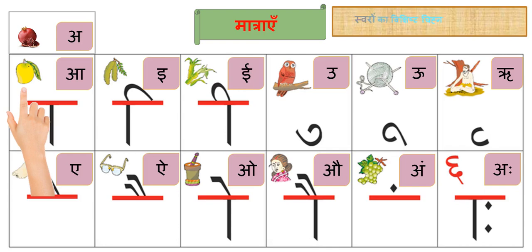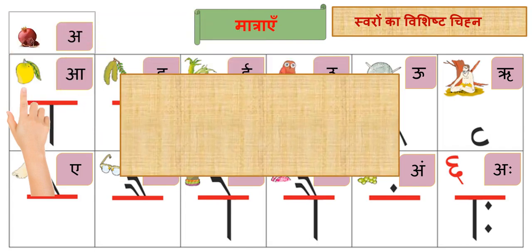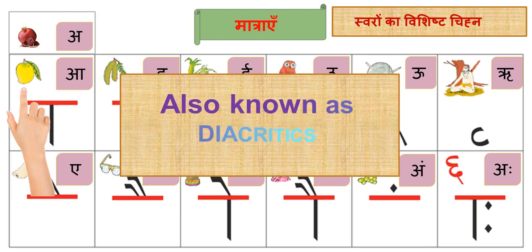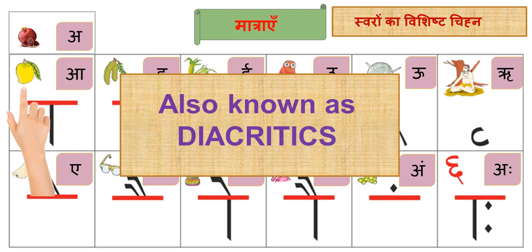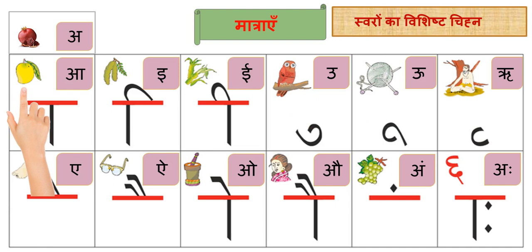मात्राएं स्वरों का विशिष्ट चिन्ह को मात्राएं कहते हैं. They are also known as diacritics. Matraye is also known as the secondary form of the vowels or diacritics. We have 13 vowels in Hindi. Let us see what it is.